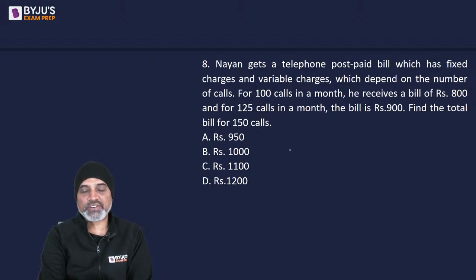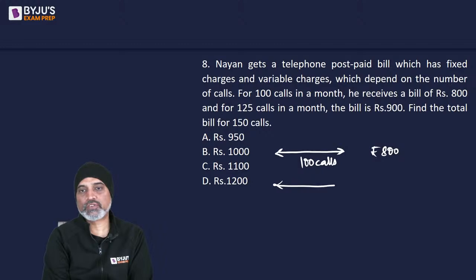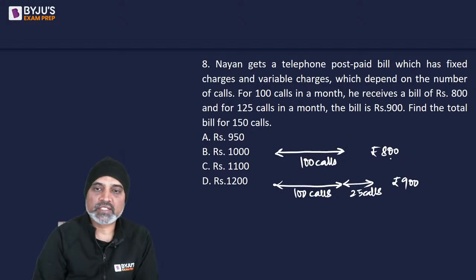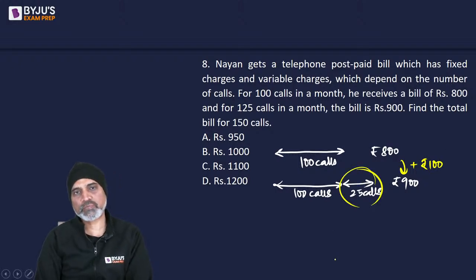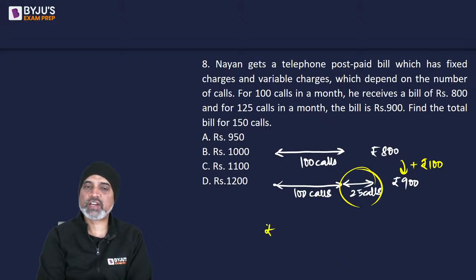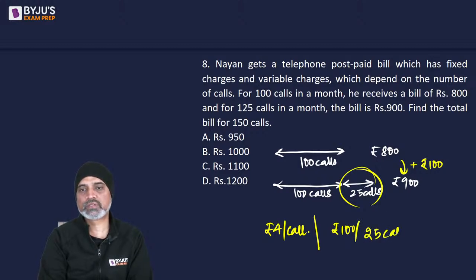So for 100 calls, the bill is rupees 800, and for 125 calls, which is 100 calls plus 25 calls, right? The bill is now rupees 900. So if we look at this, can I say that extra 100 rupees is because of these extra 25 calls made by Nayan? That means the price of 1 call is 4 rupees. Or we can say the price for 25 calls is 100 rupees.